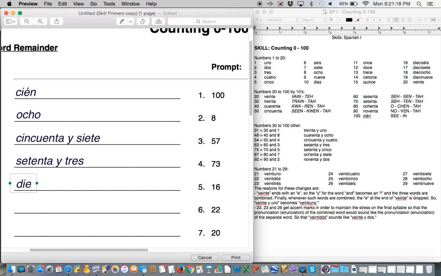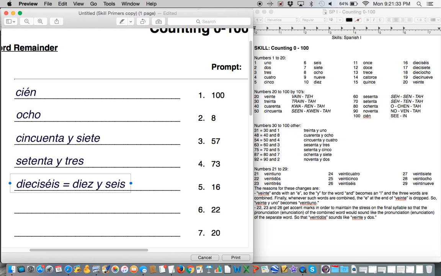For number 5, 16. Now, there's no reason for you to understand the why. It just is that way. Memorize it. Now, I am going to show you why.